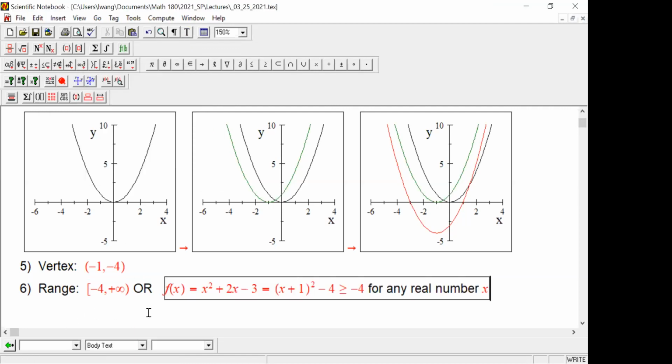We have 1 more minute to go. Question number 7: maximum y value or minimum y value. We know y is for output. We don't have a maximum value because it can be as large as possible, it's infinite. But do we have a minimum y value? Yes, -4. Perfect. The minimum y value equals -4.